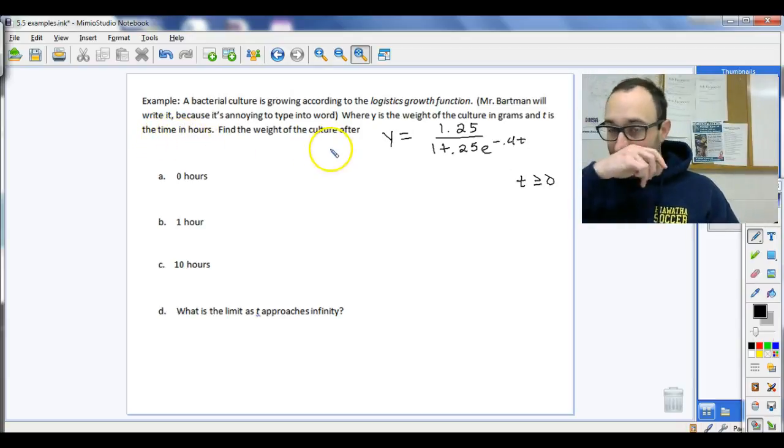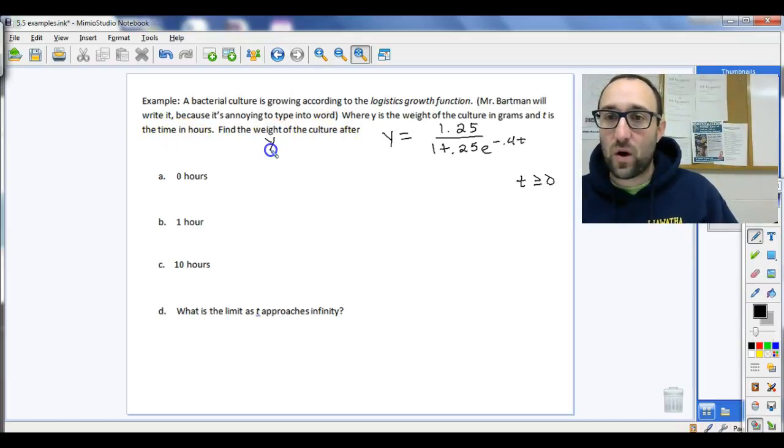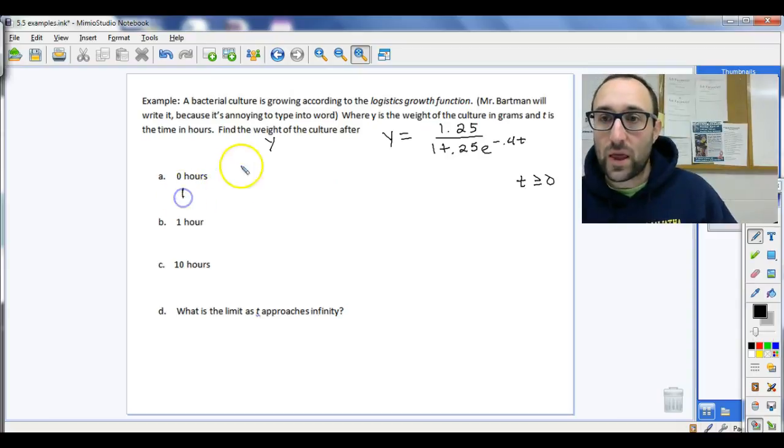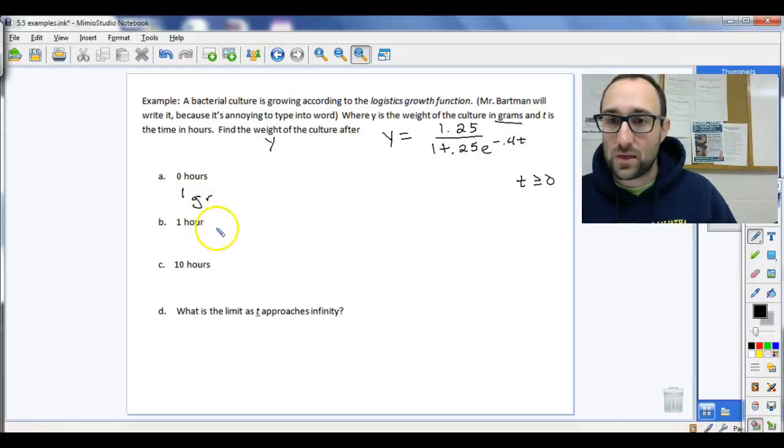Okay, good. So we want to find the weight, which means we really want to find y after 0 hours. So we put in 0 for t. e to the 0, anything to the 0 power is going to be 1, so that means this is going to be 1. So after 0 hours, it should just be 1, and our unit is in what? It's in grams, so we can say that's 1 gram.